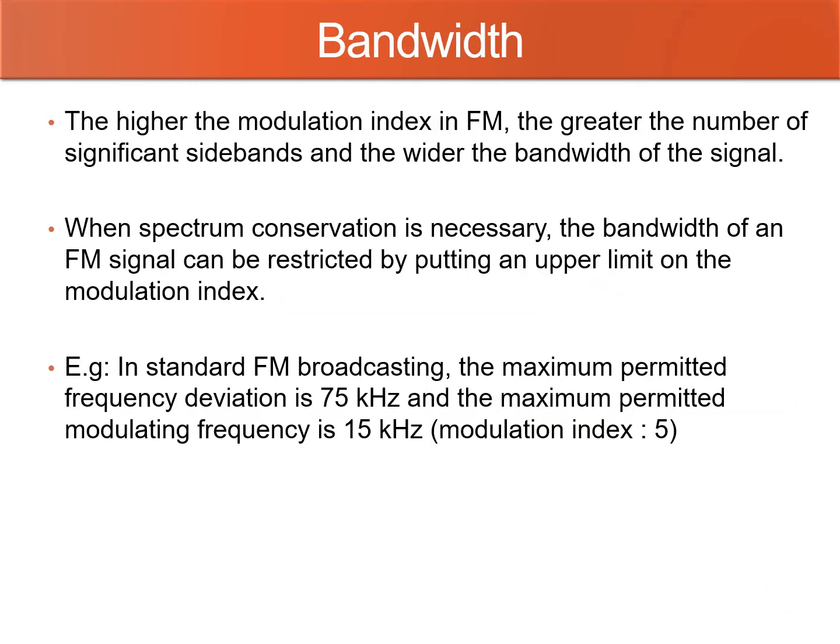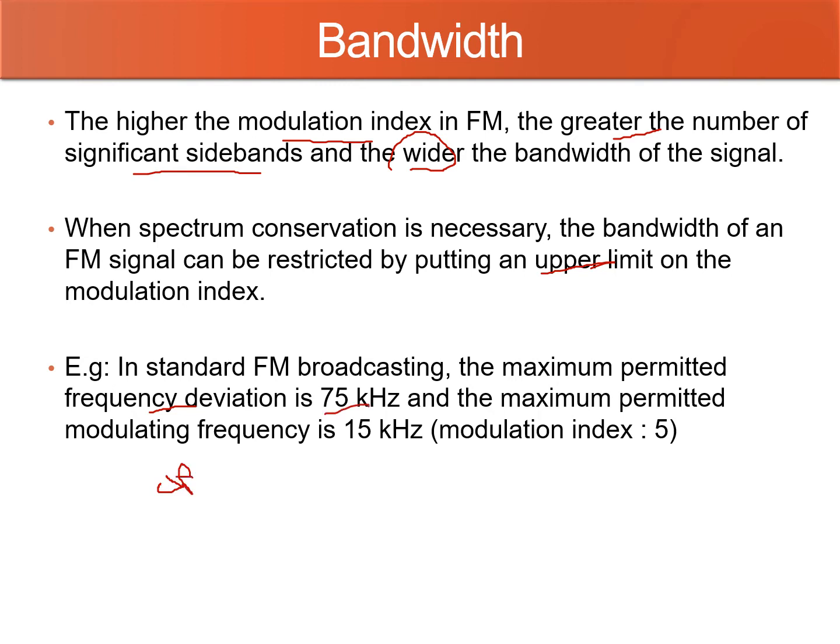Next is the bandwidth. The higher the modulation index in FM, the greater the number of significant sidebands and the wider the bandwidth of the signal. So when spectrum conservation is necessary, the bandwidth of an FM signal can be restricted by putting an upper limit on the modulation index. For example, in standard FM broadcasting, the maximum permitted frequency deviation, our delta F, is equal to 75 kHz.